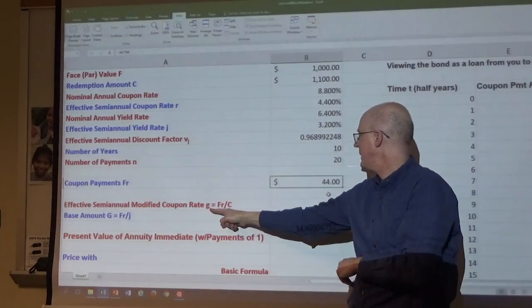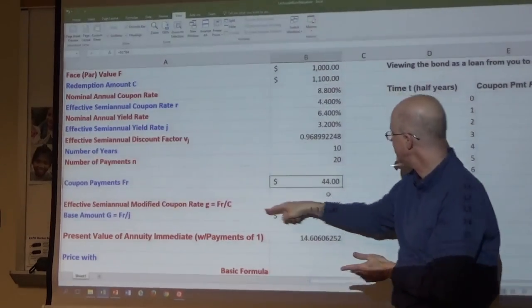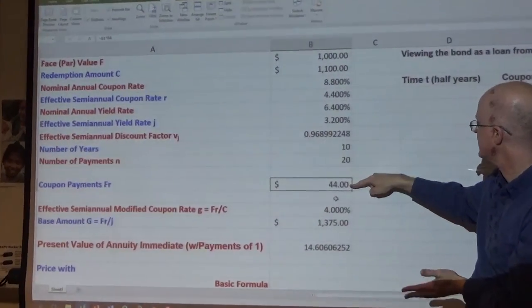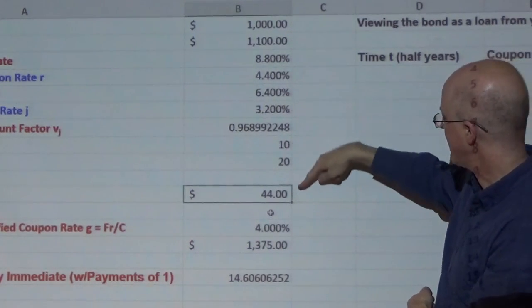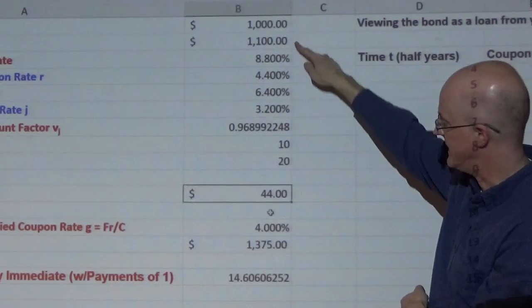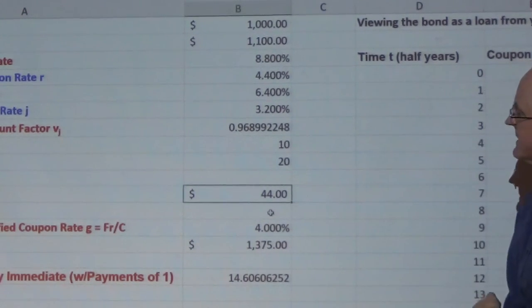This is the modified coupon rate, little g. Turns out to be 4%. It's F times R divided by C. I took 44 in the cell and divided it by C in the cell. You can try that on your own. 44 divided by 1,100 is 0.04, or 4%. Notice the percent sign.